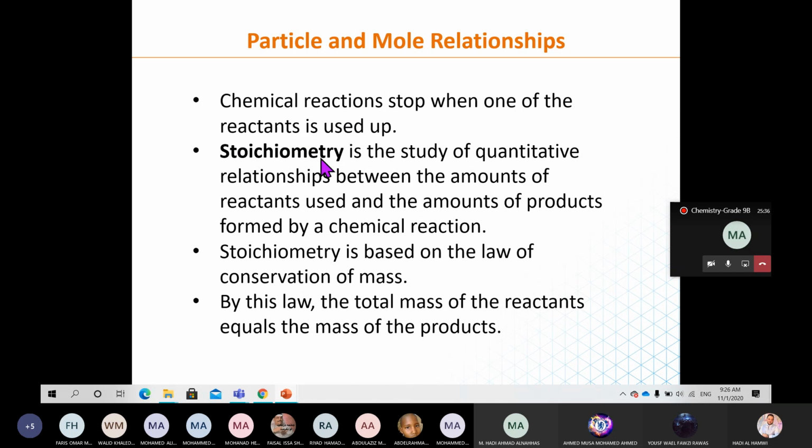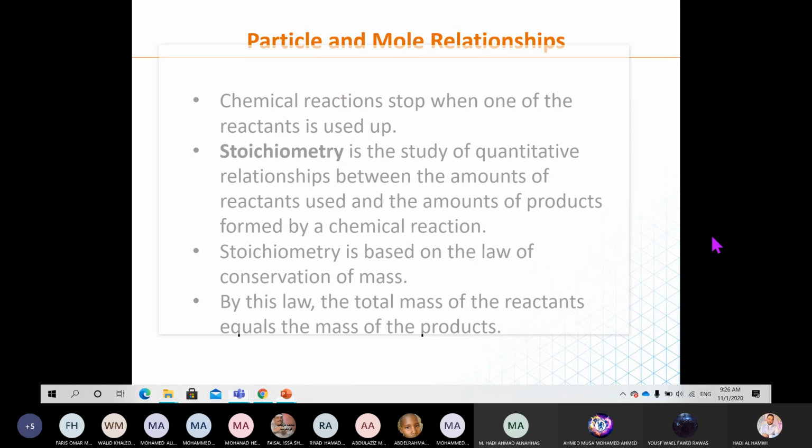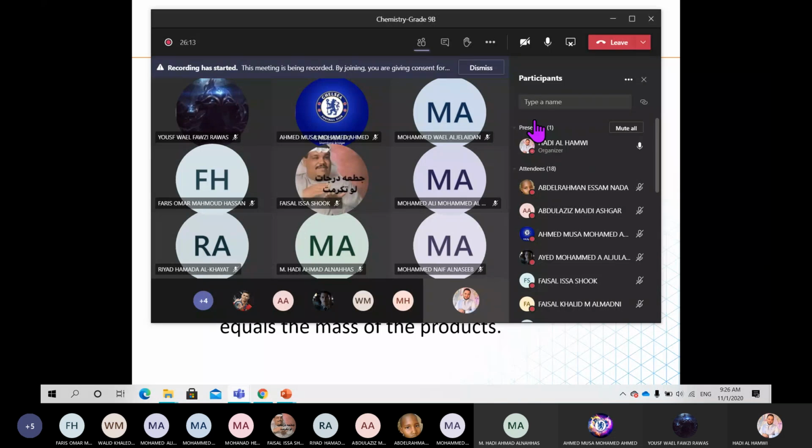We said that stoichiometry is a study of what? Of a quantitative relationship between what and what? Between the amounts of reactants used and the amounts of products formed in a chemical reaction. And we said that stoichiometry is related to the law of conservation of mass. As Muhammad Hadi said, the law of conservation of mass says that mass is neither created nor destroyed, and the mass of the reactants should be equal to the mass of the products. Any question till here? If you have any, please raise your hand. Any question?